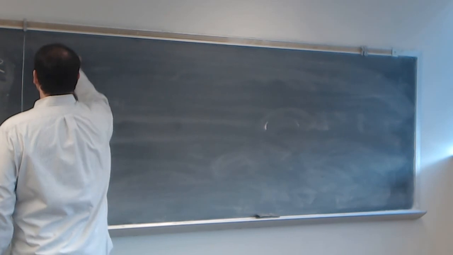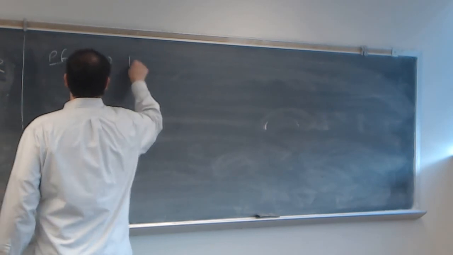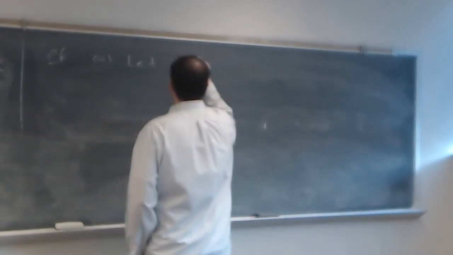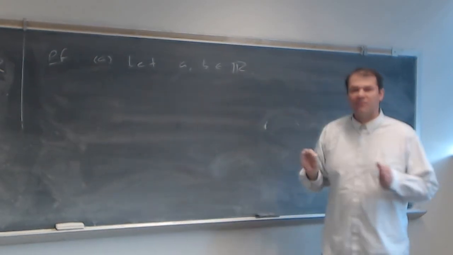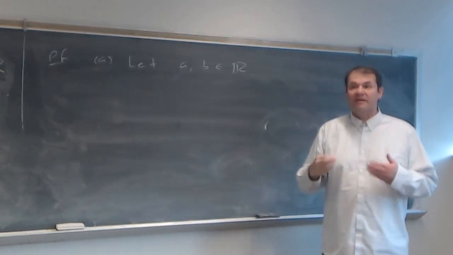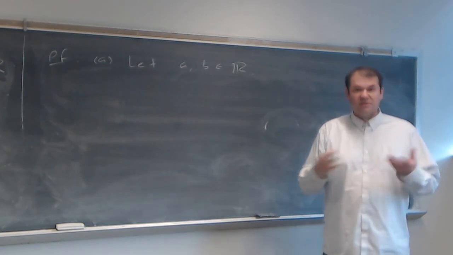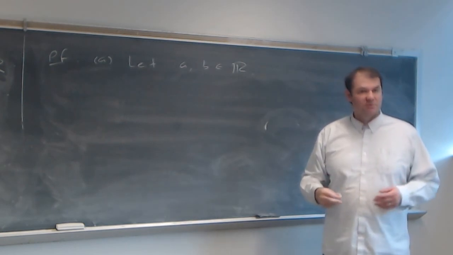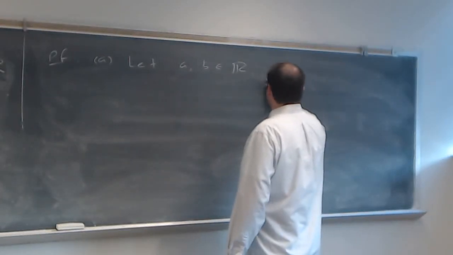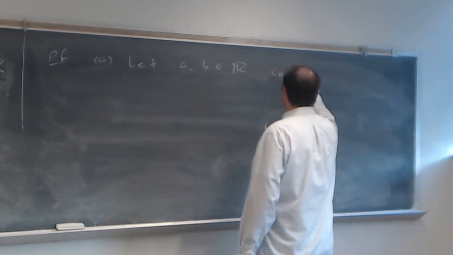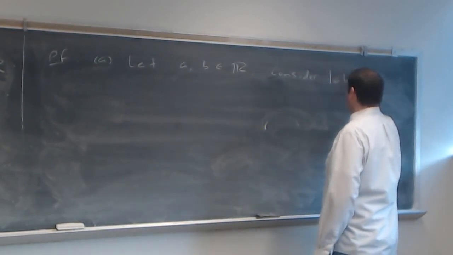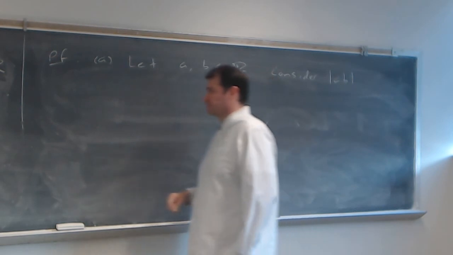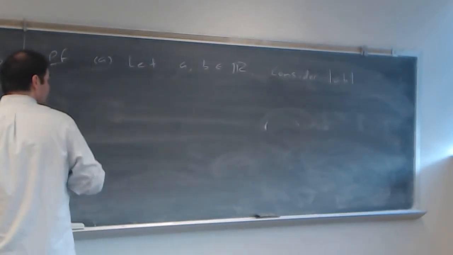So here for the proof, part A, we're going to let A and B be elements of the real numbers. If you want to prove a statement for any 2 real numbers, you just say, well, let me take 2 generic real numbers and prove the statement for those. Now here, we consider the absolute value of A times B. That's what we consider. And we'll have some cases.